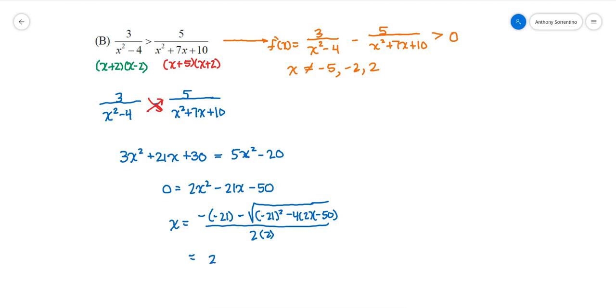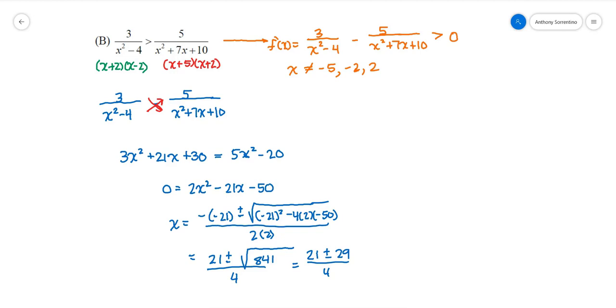So that's going to give me 21. That should be a plus or minus. The plus didn't show up for whatever reason. Plus or minus the square root of, need to work this out, 841, all over 4. 841 is a perfect square. It's 29, so I have 21 plus or minus 29 all over 4.